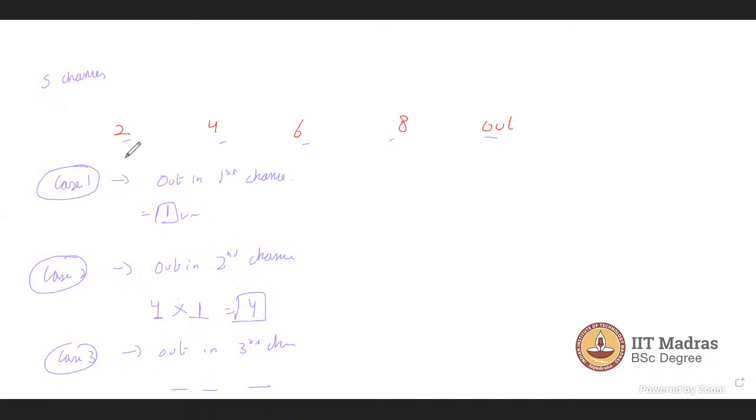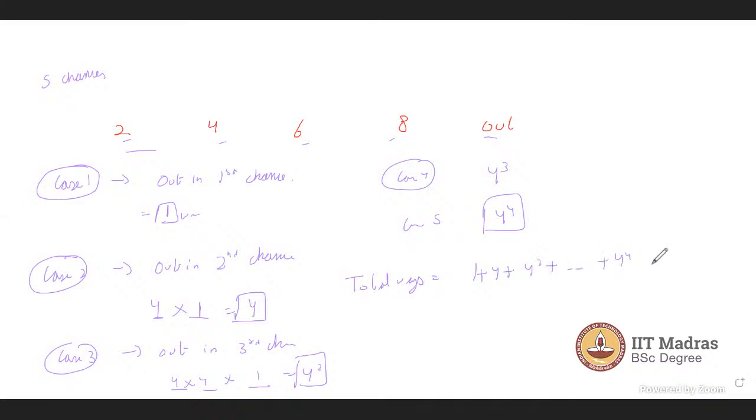You should get any of these 4 in each of the first two chances, so 4 times 4 times 1. Similarly, case 4 will be out in the fourth chance: 4 cubed. So the total ways to play an inning is the sum of all this, which I think is 1365.